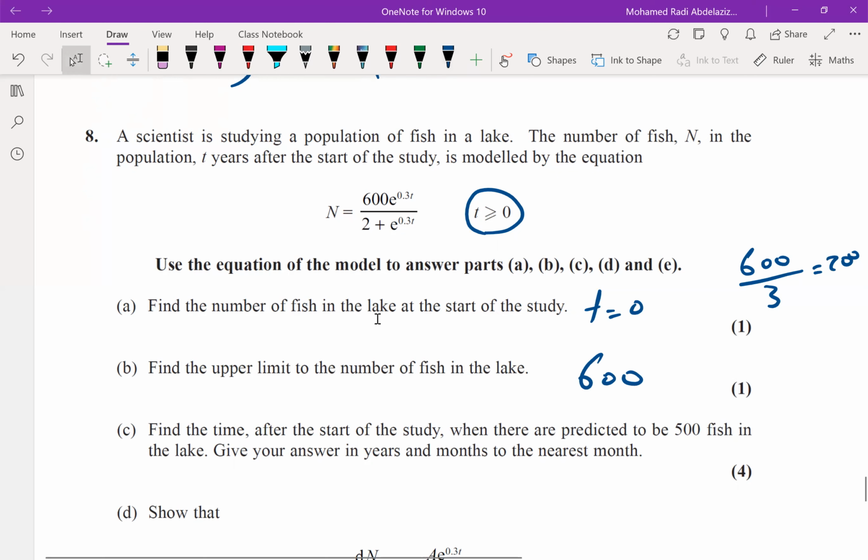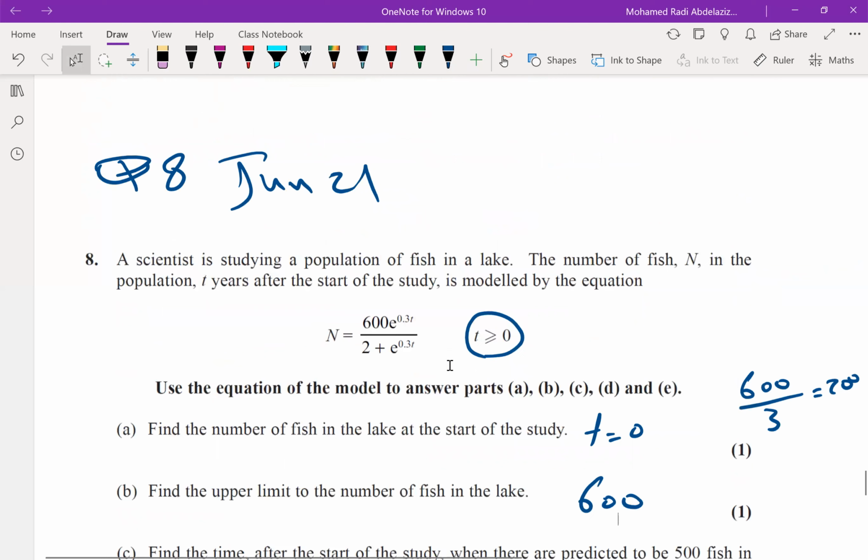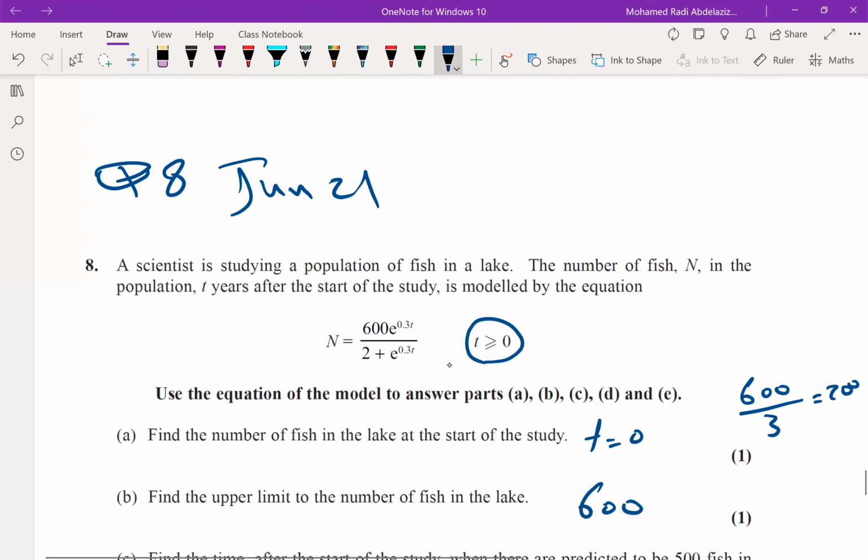But let me explain it algebraically. If we divide this equation, numerator and denominator, by e to the power of 0.3t, N is equal to 600 divided by 2 over e to the power of 0.3t plus 1.